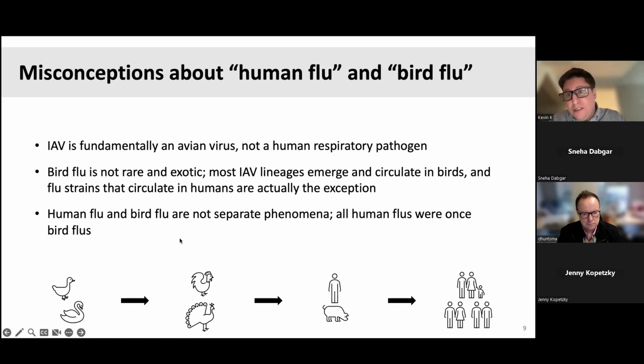And like the majority of human pathogens, they entered humanity through our food system, which is an enormous, constantly expanding exposure interface between us and animals. So really, I think we ignore these connections between bird flus and human flus at our own peril.